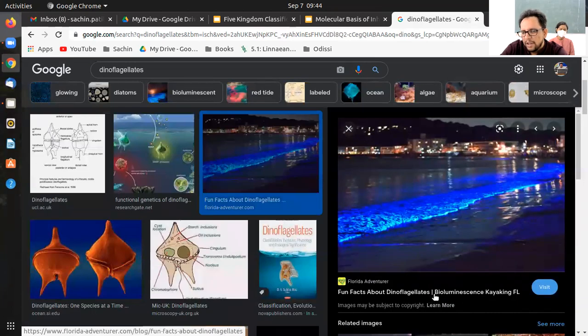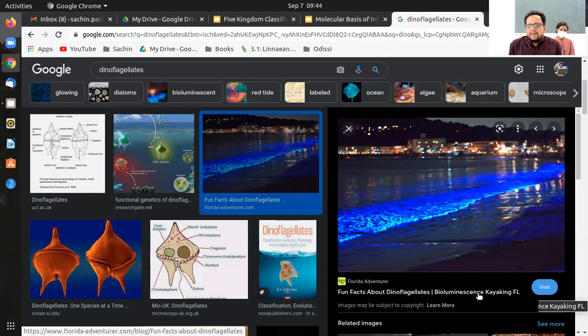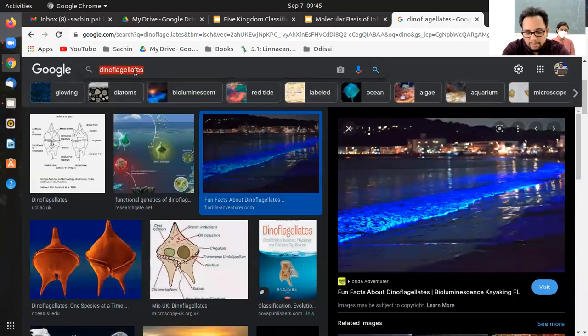Bioluminescence. Luminescence is a phenomenon where, like we know, a certain light is reflected by a particular molecule. That means they absorb at a certain wavelength and reflect at a certain wavelength, and that reflected wavelength is what we see. In this case, what they have reflected is blue light, and that is what we see in terms of the color. I'm sure you would have heard of this.